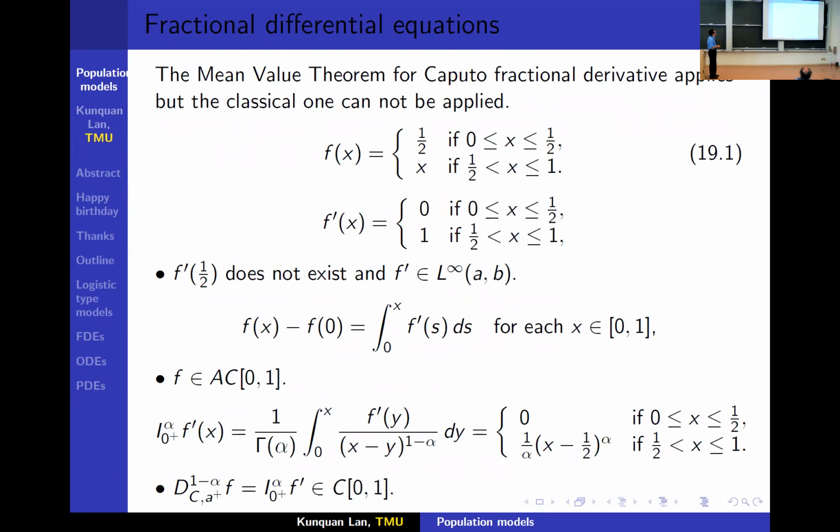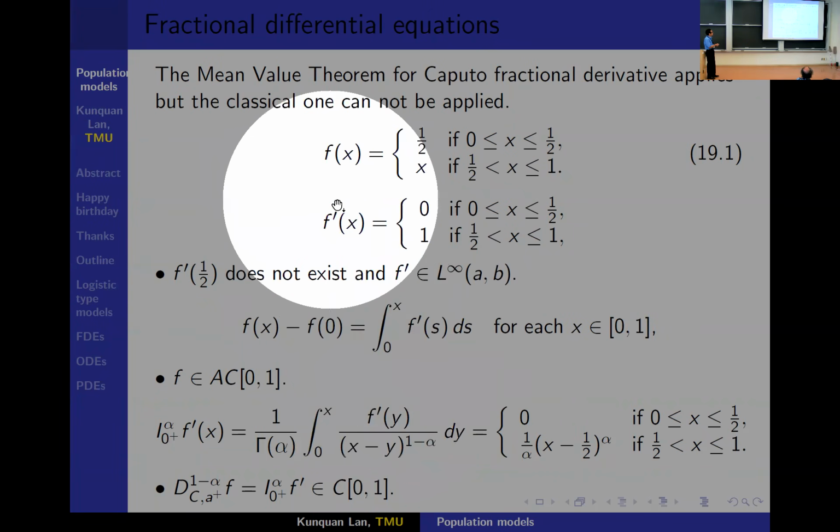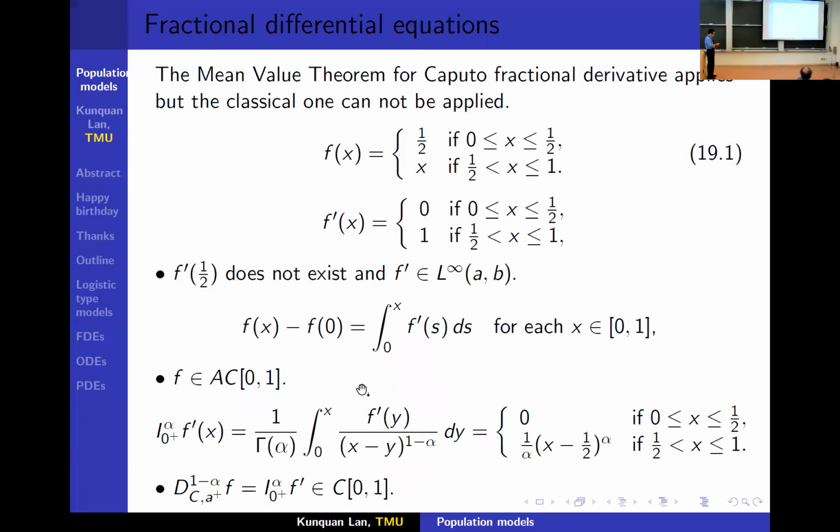Okay, there's an example to show you. The classic mean value theorem cannot apply here because the derivative does not exist. See, this function's derivative does not exist. So therefore the classic mean value theorem cannot be used here, but for the fractional one, we can use it here. So this is something new.